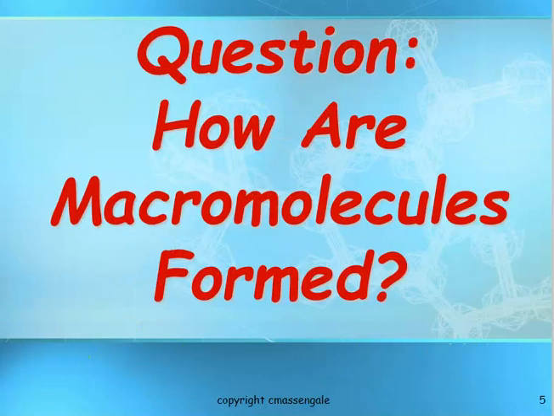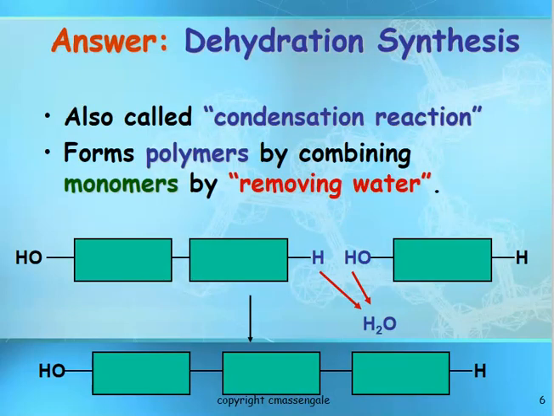So how do we get the monomers together? In other words, how are the macromolecules formed? The answer is dehydration synthesis. Okay, you bring the monomers together by removing water. And you see that here in this picture. We have H and HO, okay? And that's H2O. You remove the water, now the monomers come together.